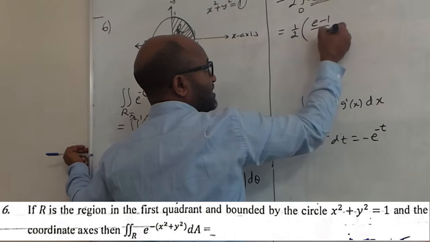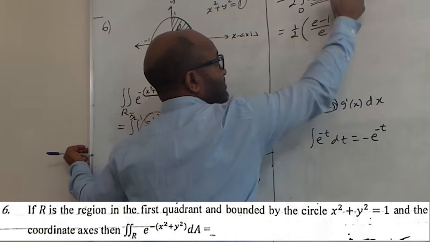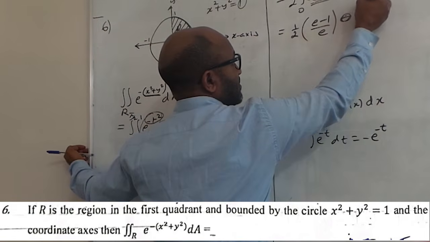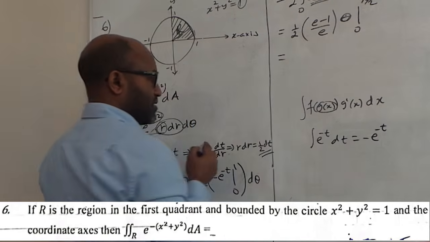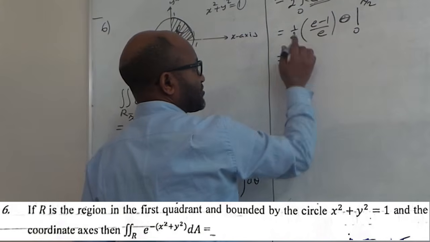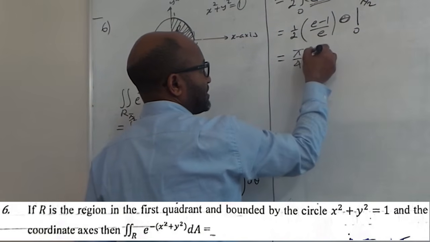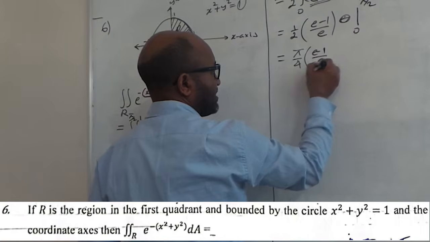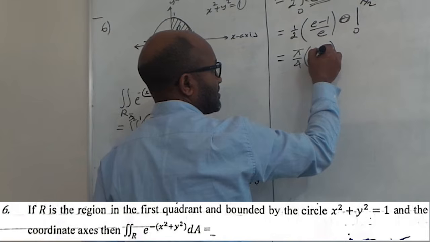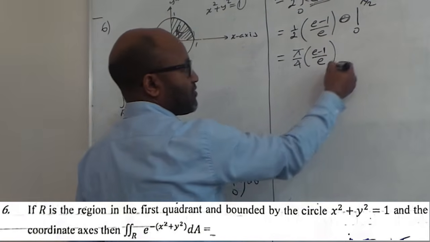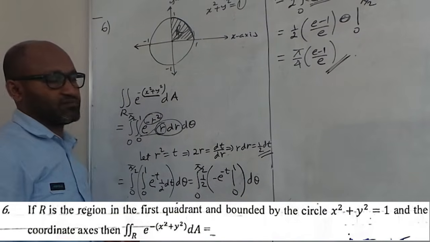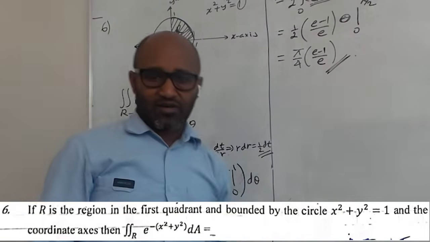e minus 1 over e theta. The integral of 1 d theta is theta. This is the coefficient. So theta from 0 to pi over 2. This is equal to, substitute pi over 2 here. Pi over 2 times 1 over 2, pi over 4. E minus 1 over e minus 0 is 0. So the result is e minus 1 over e times pi over 2. That's the result of the equation. So this is our answer.